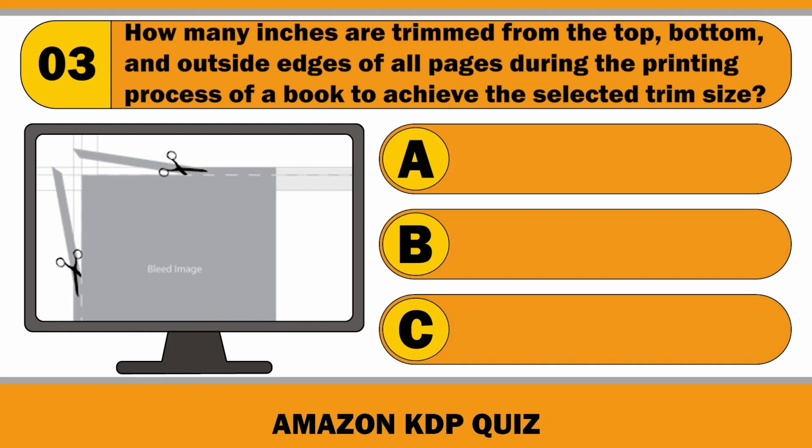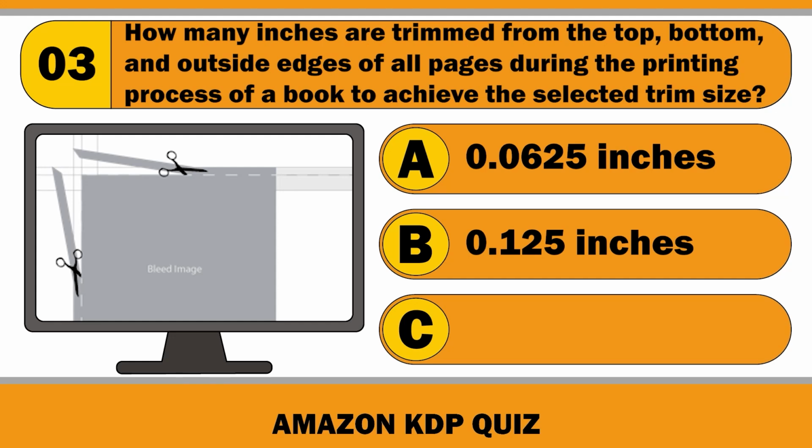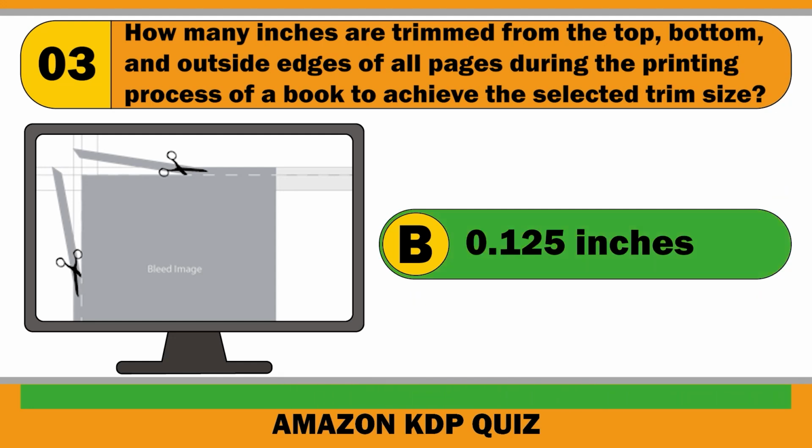How many inches are trimmed from the top, bottom, and outside edges of all pages during the printing process of a book to achieve the selected trim size? Is it 0.06 to 5 inches, 0.1 to 5 inches, or 0.25 inches? The answer is option B, 0.1 to 5 inches.